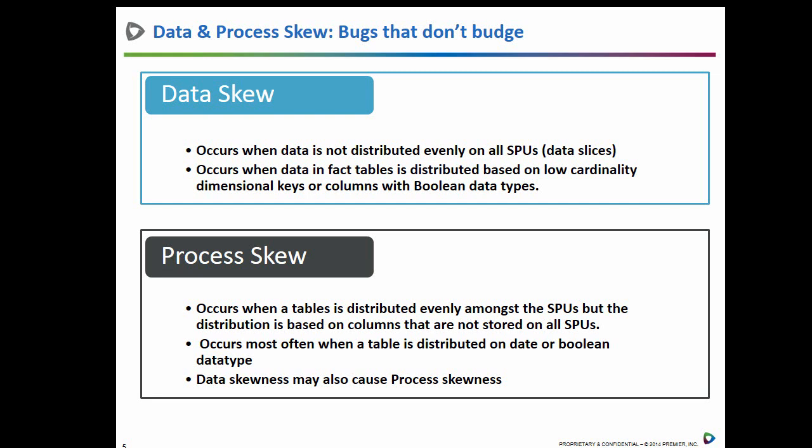So that's bad. Process skew is also bad, and process skew will inevitably occur when there is data skew, but it can also occur when data is distributed on all spools and it's distributed evenly, but it's based on columns that are not stored on all spools, right? So when can this happen? I think the most typical scenario we see about process skew happens when you distribute a table on a date data type column, right?